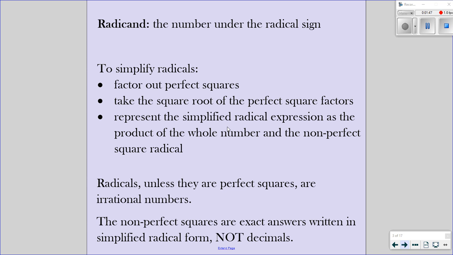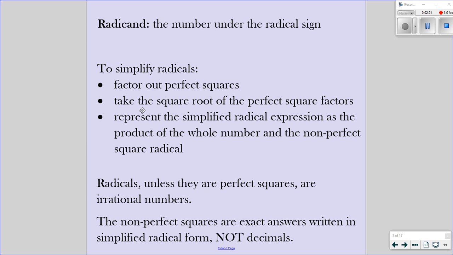All right, so the number underneath the radical sign is called the radicand. This is just a little fact in case you come across it. They mention the word radicand, you'll know, oh, okay, that's the number underneath the radical sign. To simplify radicals, the first step you need to do is factor out the perfect square. So when we did the example of square root of 20, we're looking for at least one of the factors to give us a perfect square. 4 was that number, because square root of 4 gives you 2.